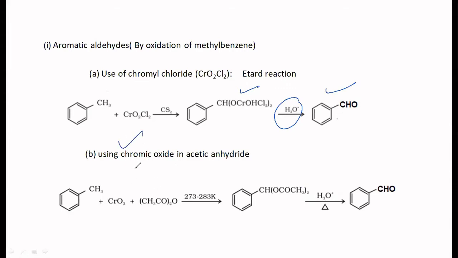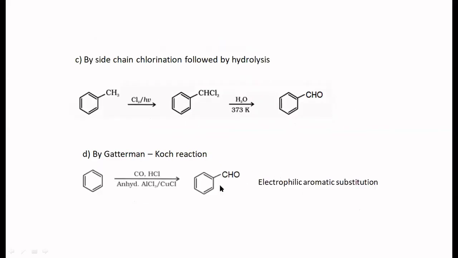Then using chromic oxide in acetic anhydride. This is also a very good oxidizing agent, especially for aromatic aldehydes. So substituted benzenes can be oxidized using this to the respective aldehyde. Another important method for the preparation of aromatic aldehydes.